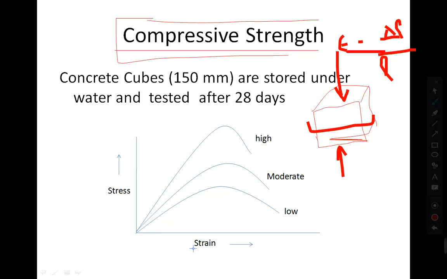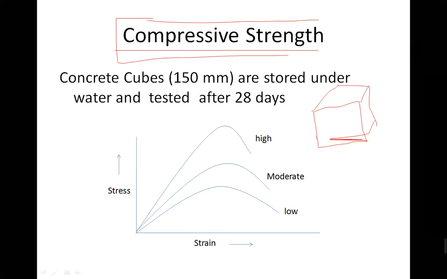So if I plot the stress strain diagram, the stress is plotted on the y axis and strain is plotted on the x axis. If I draw the stress strain diagram for low compressive strength concrete, this type of curve you shall get, and for moderate concrete, this type of curve, and for high strength concrete, this. So you see that this is a short curve, this is flatter, then this is the maximum. So you see that this is the maximum compressive strength.